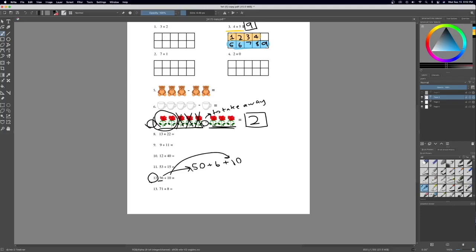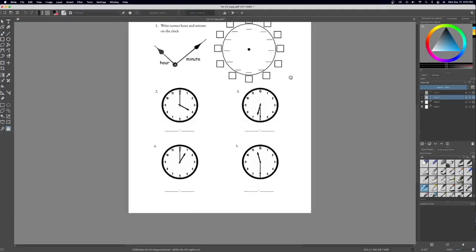And now we can add 50 plus 10, which is significantly easier than just adding 56 plus 10 straight away. And then we get 60. And then we add the plus 6, to which we get 66, which is also our answer. So 56 plus 10 is 66. Let's move on to page 3.